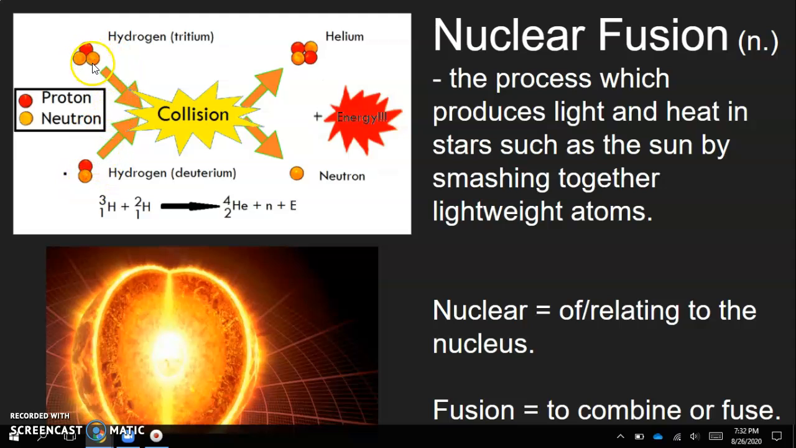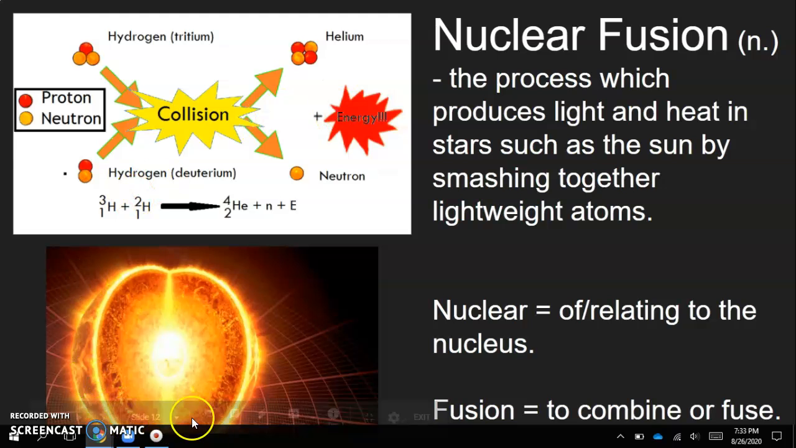So we've got this hydrogen that's got 2 neutrons and this hydrogen with 1 neutron. They come together and smash together to form helium, and then energy is given off. Okay, so this is a reaction. What I need you to know again is that fusion is when the atoms push together, causing radiation, and that fusion is what happens in the sun.